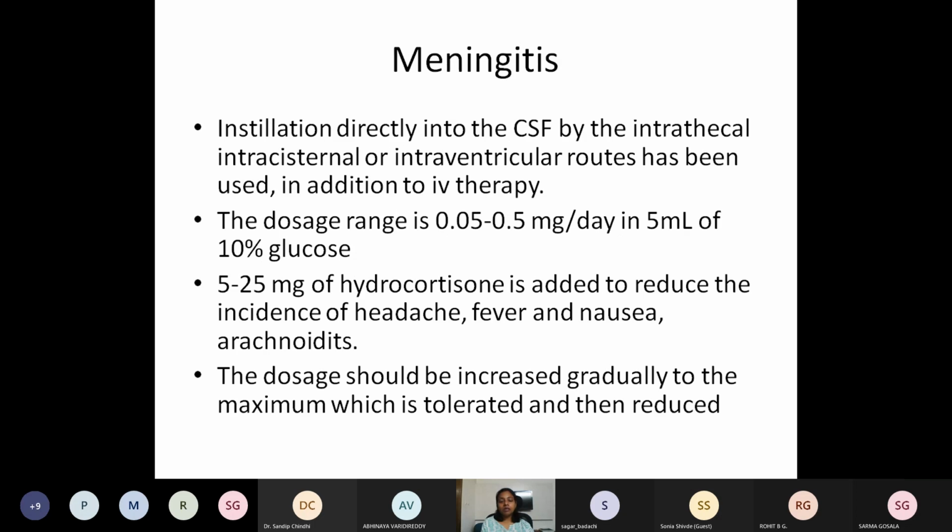For meningitis, direct instillation into the CSF can be given along with systemic therapy. You can give it by intrathecal, intracisternal, or intraventricular routes. The dosage is 0.05 to 0.5 milligram per day. It is given in about 5 ml of 10% glucose, and to this we have to add 5 to 25 milligram of hydrocortisone to prevent side effects such as headache, fever, nausea, and arachnoiditis. The dosage is gradually increased till tolerated, and once there is good response, it can be gradually reduced to the lowest dose required and then stopped.